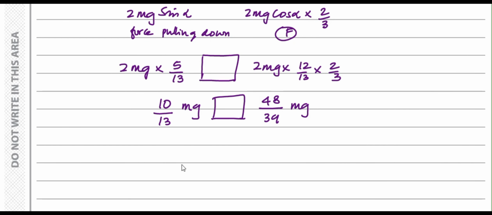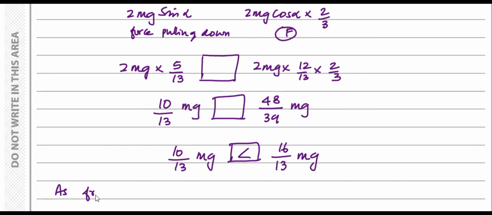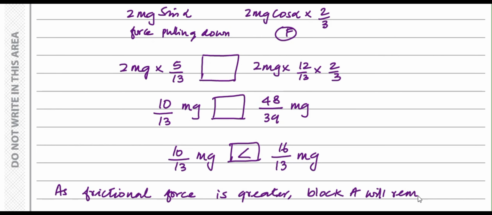Making the same denominators on both sides to compare, it's 10 over 13 mg compared with, dividing this by 3, 16 over 13 mg. As 16 over 13 mg is greater, that is the frictional force is greater, block A will not move. So we could say as the frictional force is greater, block A will remain at rest.